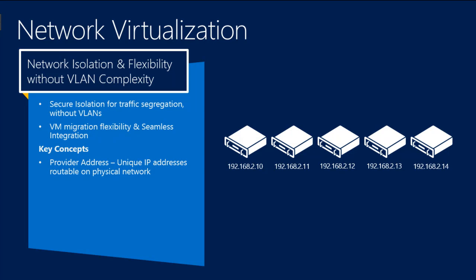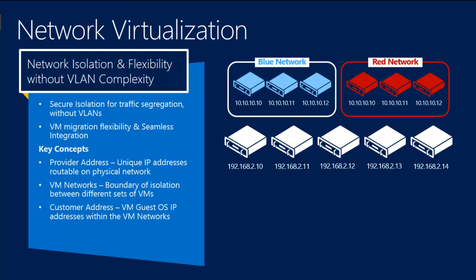At the physical layer, we've got these things known as provider addresses. These are uniquely routable IP addresses on the network, on the physical network. And on top of that, we create our virtual networks, our VM networks. So we've got red and we've got blue in this example. These networks are what could represent groups within our enterprise or customers within a service provider. But you'll notice that they've all got an IP address individually, those VMs. Those individual IP addresses are what are known as customer addresses.